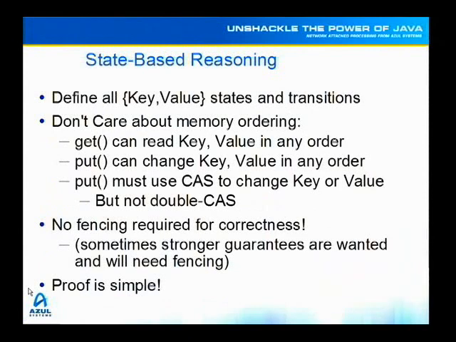So what I get out of this is I'm not going to care about memory ordering. That means the gets can read keys and values in any order. So in particular, in my get code, I said, here's get key and get value in different places. It didn't have any fencing in there. It didn't have any ordering constraints.